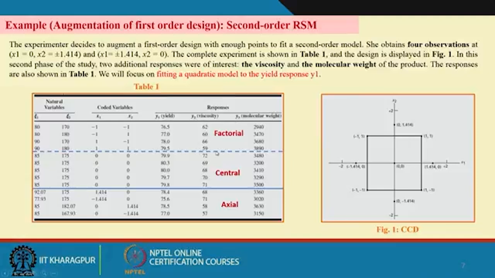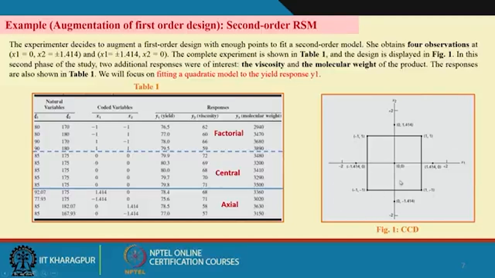This example I have taken from the Montgomery book, Design and Analysis of Experiments. Here 3 responses are included, but we are interested in the yield only for this explanation. Viscosity and molecular weight are the other 2 response variables of interest to the experimenter, but from the point of view of understanding the second order model, we are not interested in discussing them. Here there are the natural variables, the coded variables, and the yield y. There are 4 factorial points, 4 axial points and 1 center point, so 9 distinct observations. At the center point there are 5 observations, which help us estimate the error. This is the data you got, and this is the experimental design.